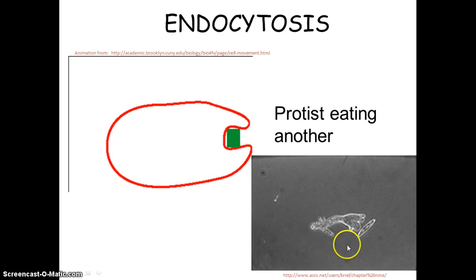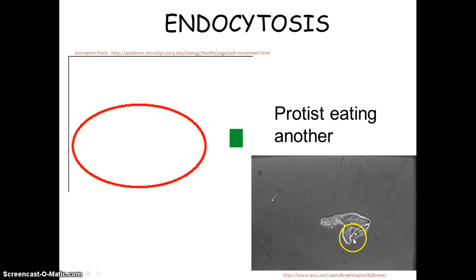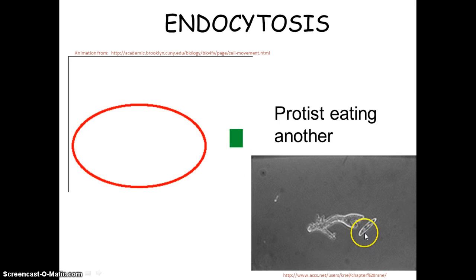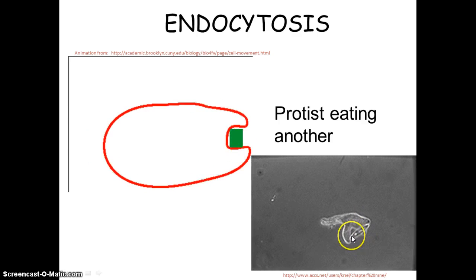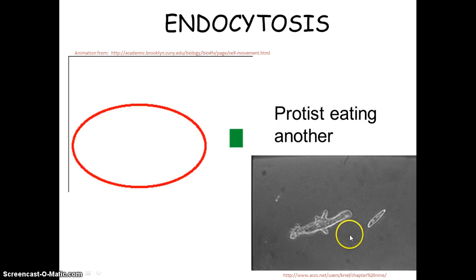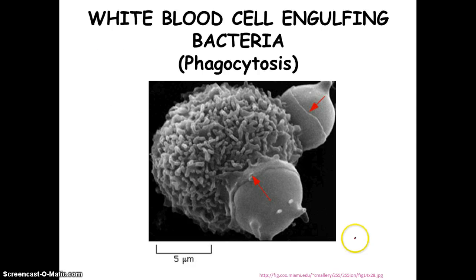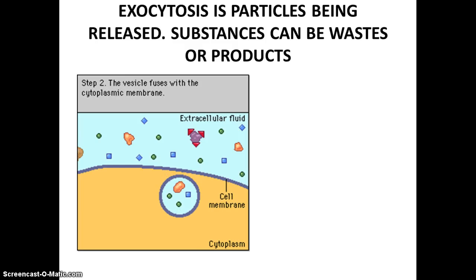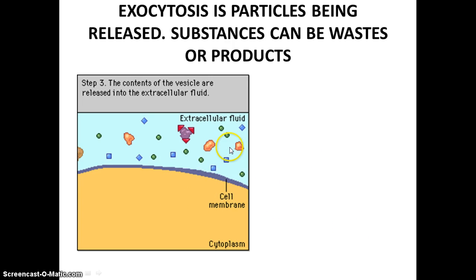So if you look at this picture, here's an amoeba engulfing a paramecium. So it surrounds its cell membrane around this paramecium and then engulfs it. And that's endocytosis. Here's another example of a white blood cell engulfing a bacteria. And exocytosis is the opposite, where that vesicle will merge with the cell membrane and then release the contents out.